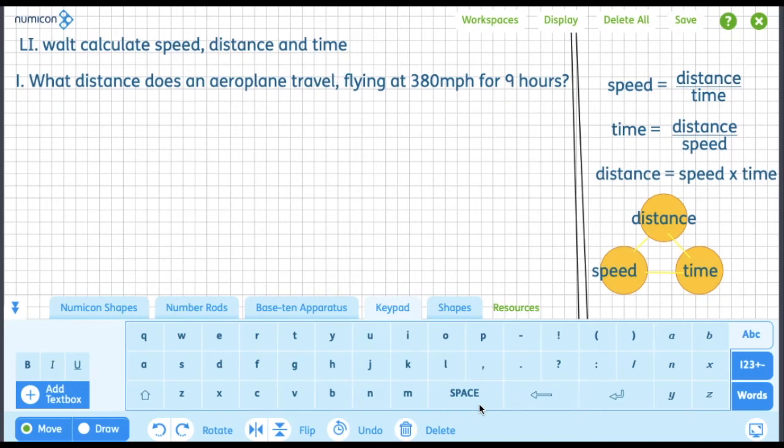Hi guys, today we're going to be looking at calculating speed, distance and time, which is quite a fun thing to be doing. Well, I think it's fun.